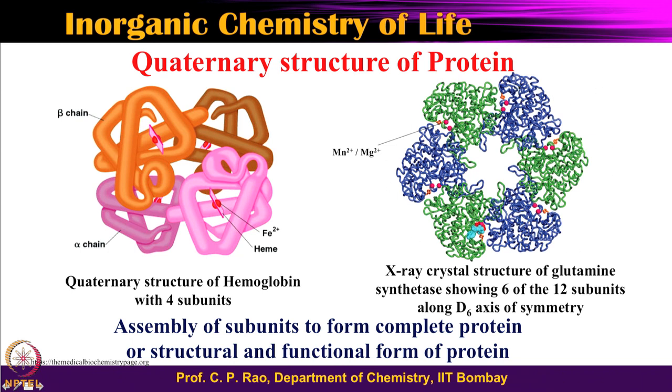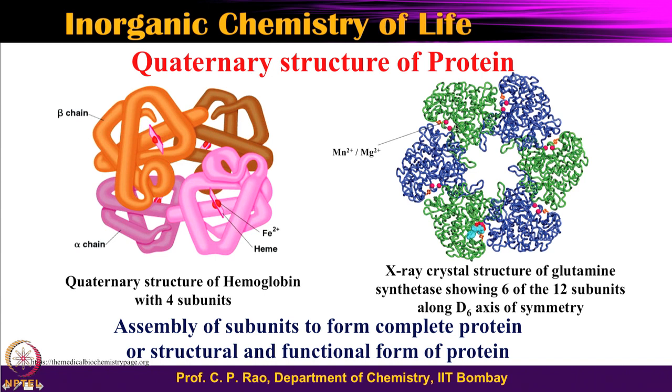You can see there is the 1st, the 2nd, the 3rd, the 4th, the 5th and 6th, and there are 6 more on the back side. So, this protein has got 12 subunits, of which you can see the top 6 and the bottom 6 on the back. These come from the metalloprotein called glutamine synthetase, where manganese and magnesium ions are present. So, this is again the quaternary structure of another protein.